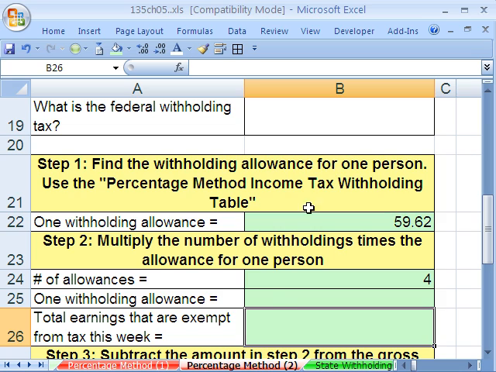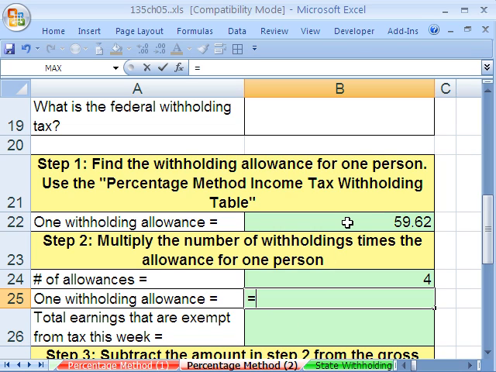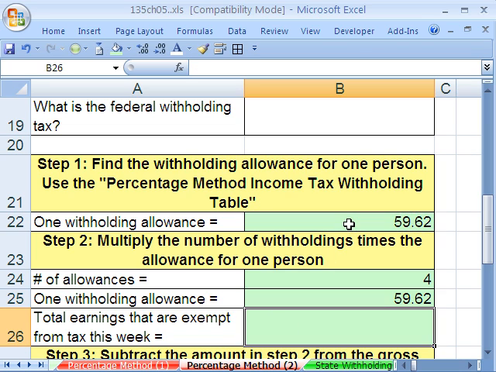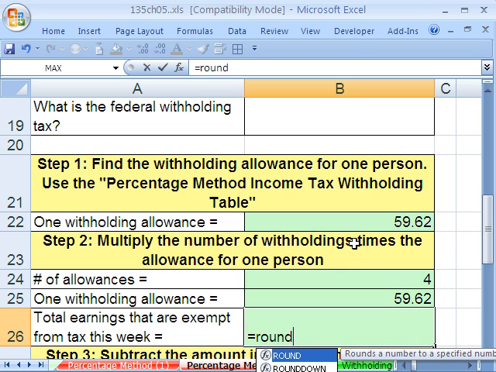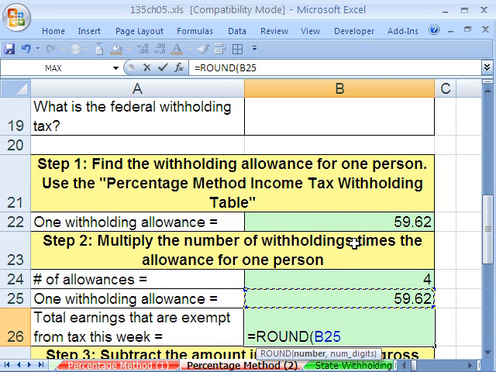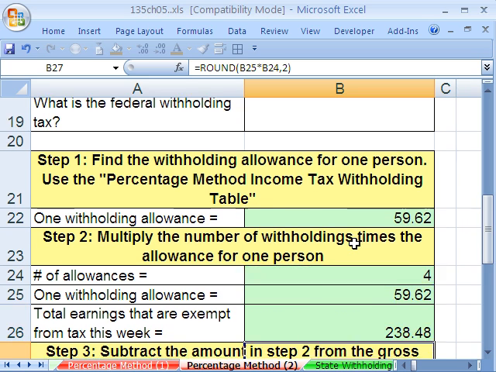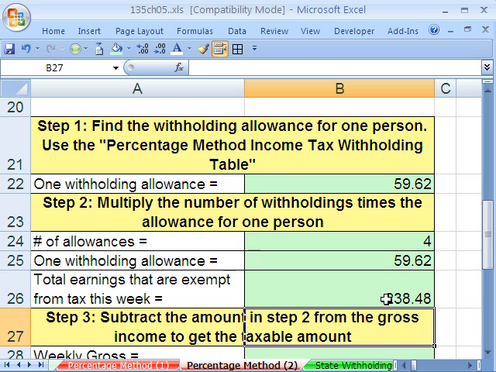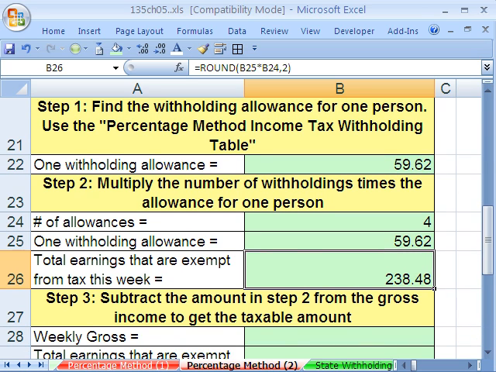Enter, enter. One withholding allowance. We already got that one right there. And then we need to multiply these. Equals round, that one times this one, comma 2, close parentheses. So 238.48. Oh, well, isn't that nice? They're going to let us keep that amount of our earnings and not tax that, but they'll tax the rest.